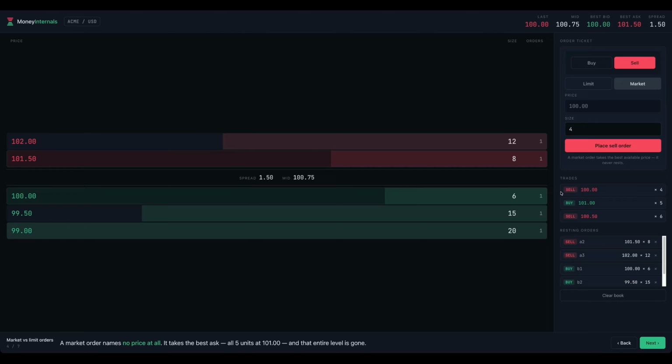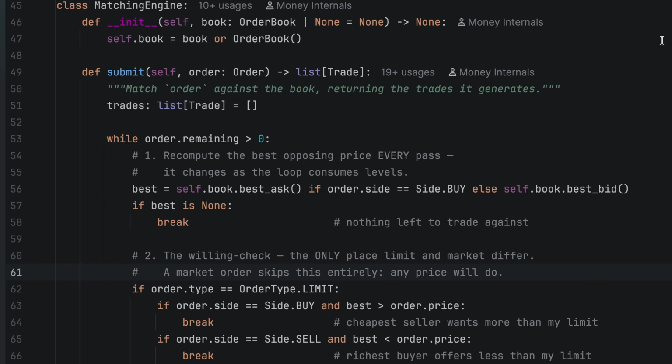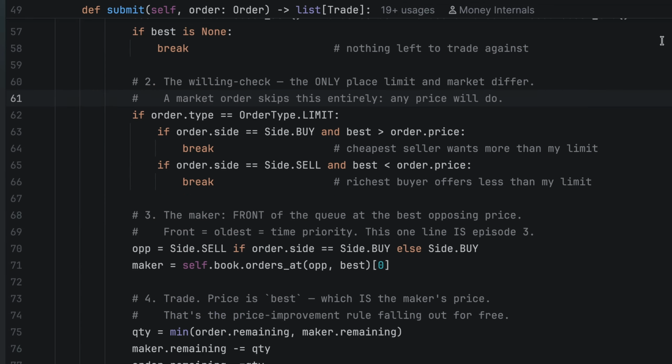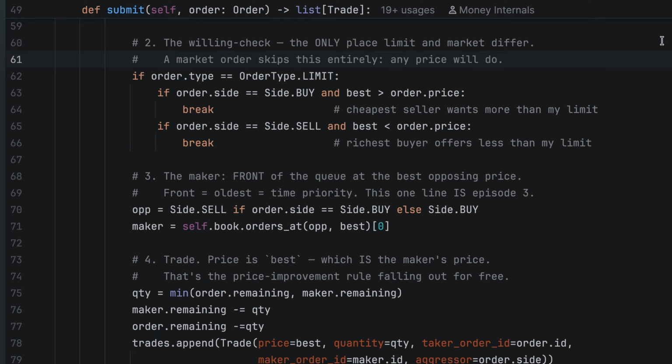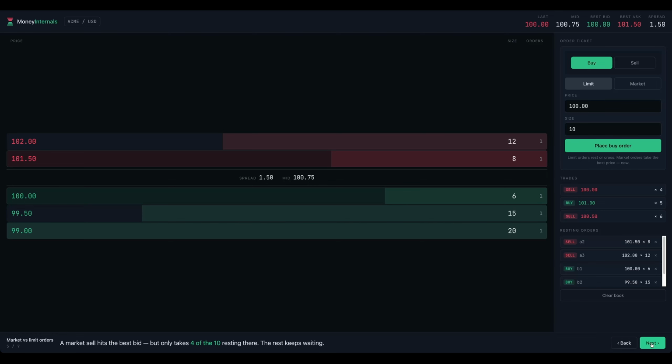Behind the scenes, it's one loop. Here's the actual engine. The loop checks the incoming order quantity, and if it's valid and matches to the other side, it takes the resting order at the best price and repeats until all quantities are filled. Now back to the book.